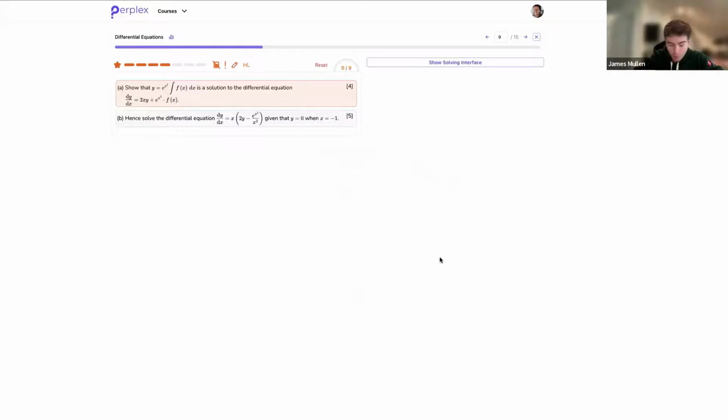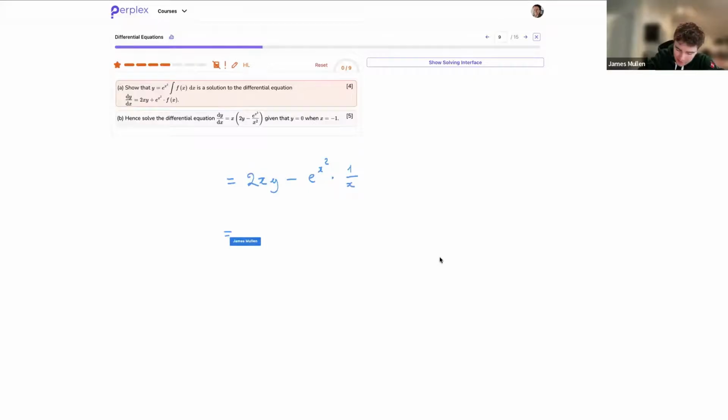And now part B is asking us to solve the differential equation dy by dx is equal to this. So let me expand what I have here. I have this is equal to 2xy minus e to the x squared times 1 over x. Okay, because I have an x that cancels with one of them, but not the other one.